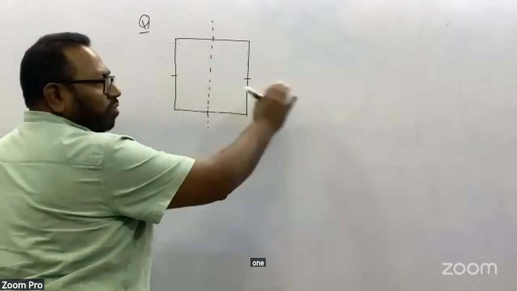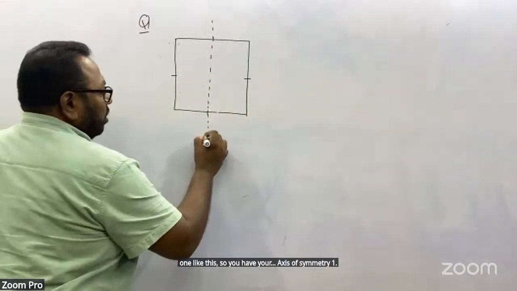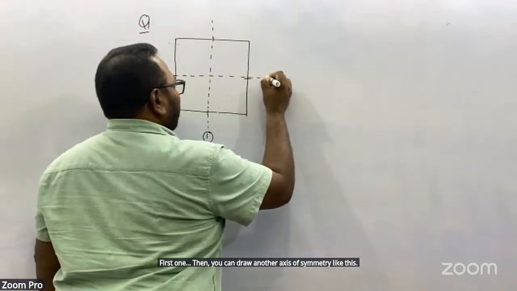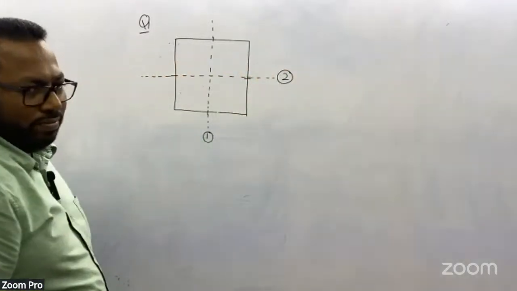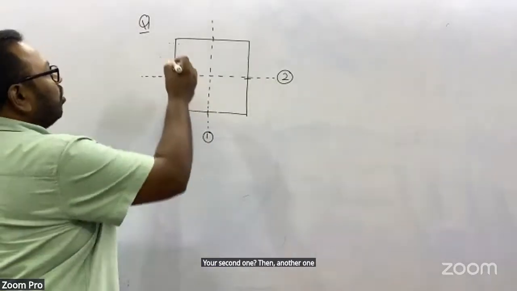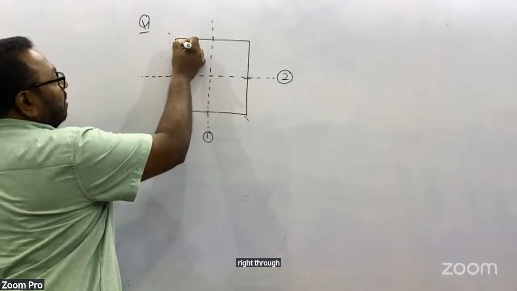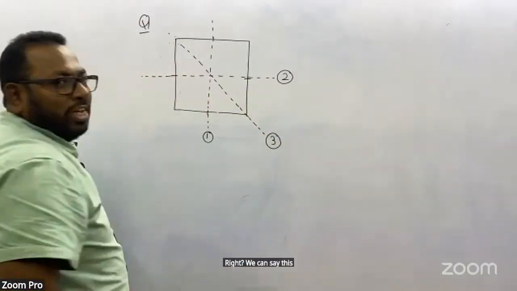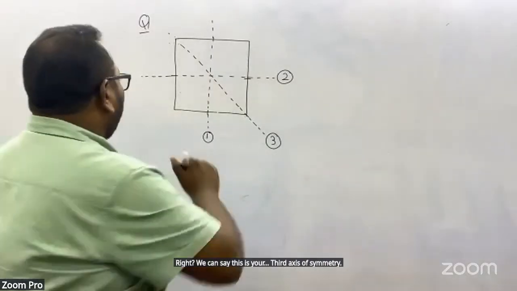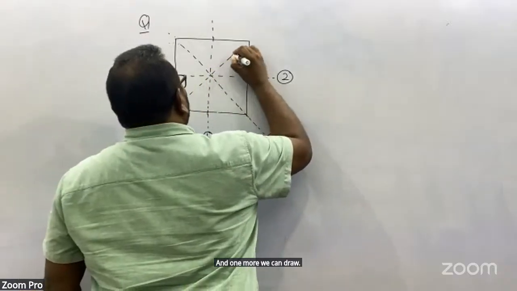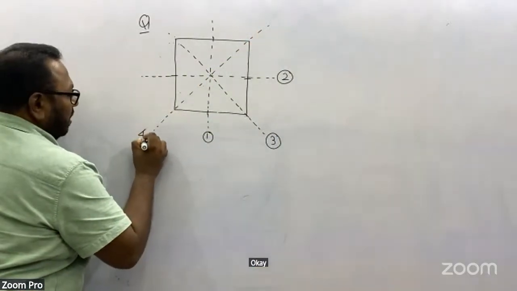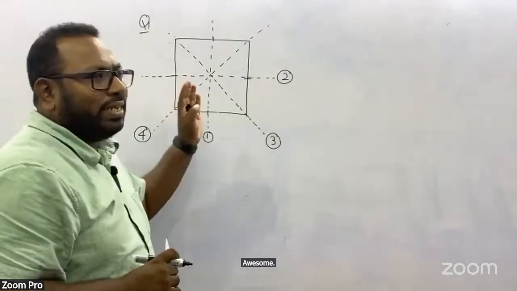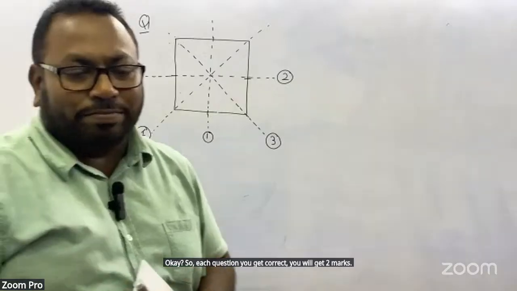One like this. So you have your axis of symmetry 1. Then you can draw another axis of symmetry like this, your second one. Then another one, if you draw from here right through like this, we can say this is your third axis of symmetry. And one more we can draw, one like this. So this becomes your fourth axis of symmetry. Easy. Each question you get correct, you will get 2 marks. Is that clear?